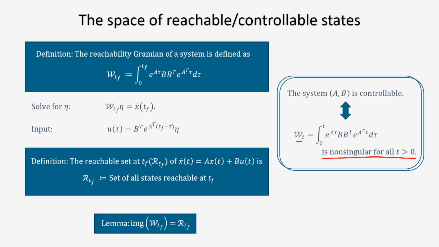Because again, remember what we are trying to say. You find out Wt, right? Now, the Wt depends on 0 to t. Here it depends on the value of t that you give. What we are saying is that a system is controllable irrespective of whatever t you give. Doesn't matter. You give any time, Wt will always come out to be non-singular.